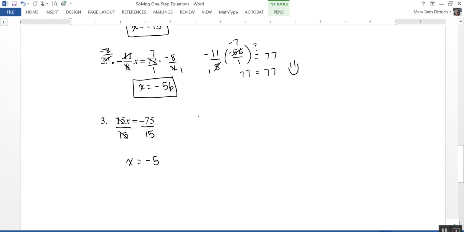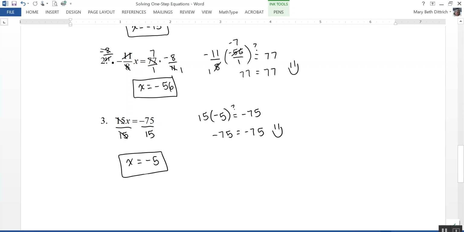Let's do our check. Is 15 times negative 5, notice I put negative 5 back into my original equation for x, is that equal to negative 75? And pull out my calculator and check. And indeed it is. So my solution in this case is x equals negative 5.